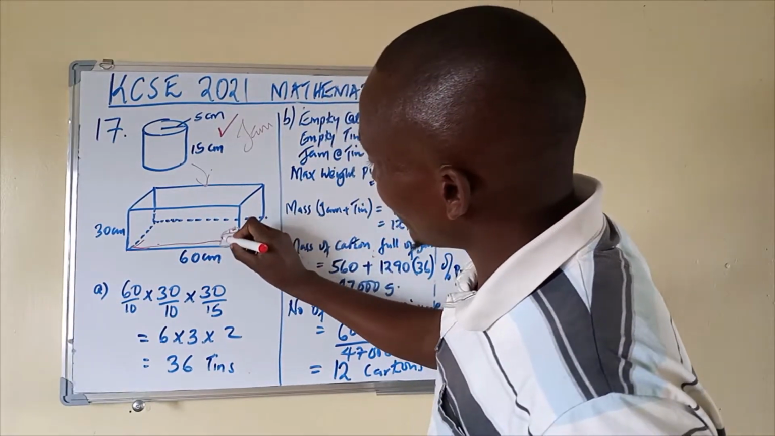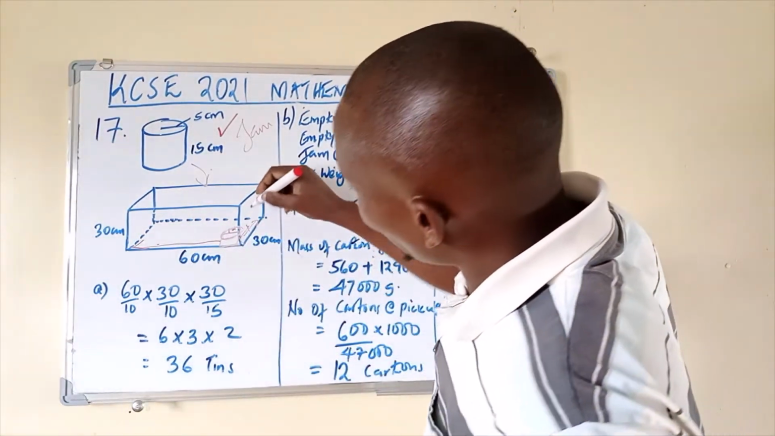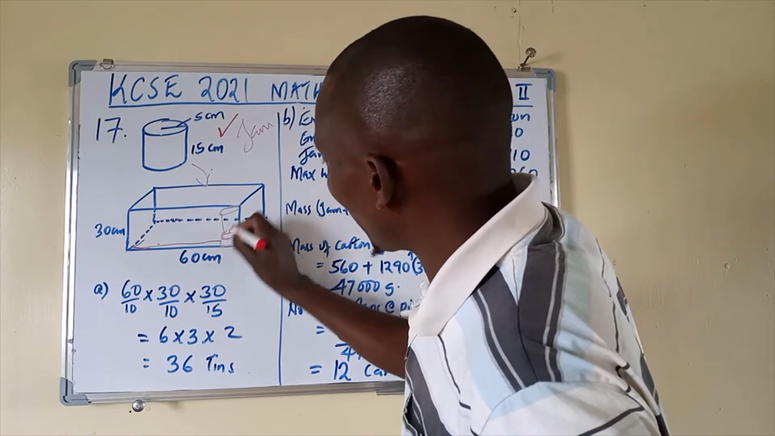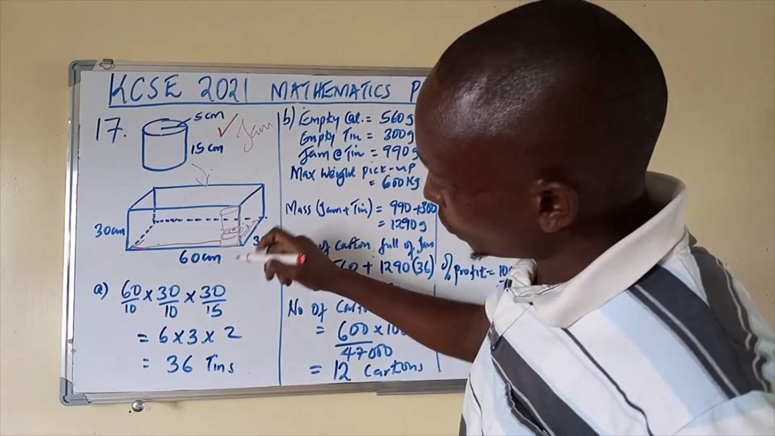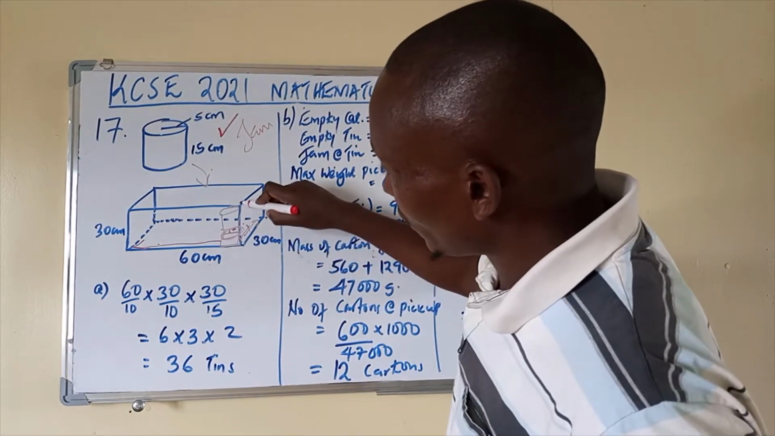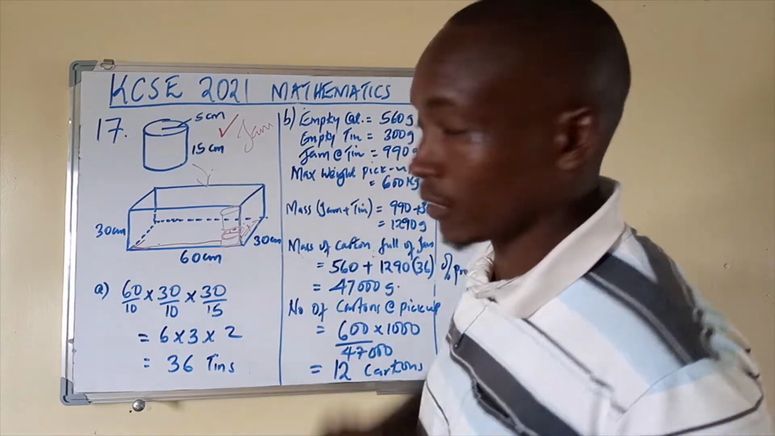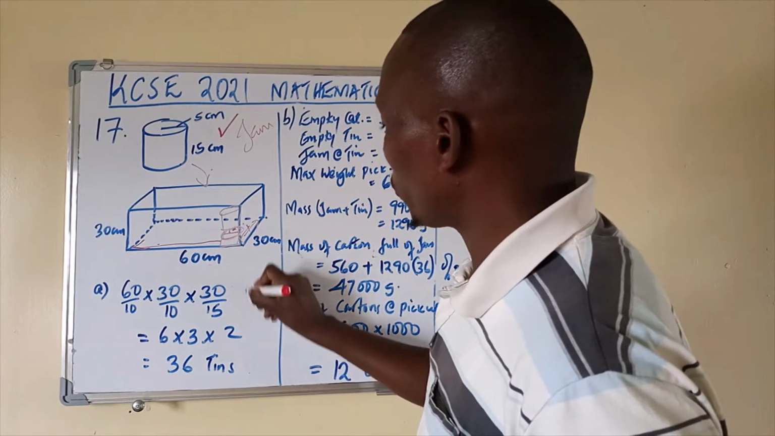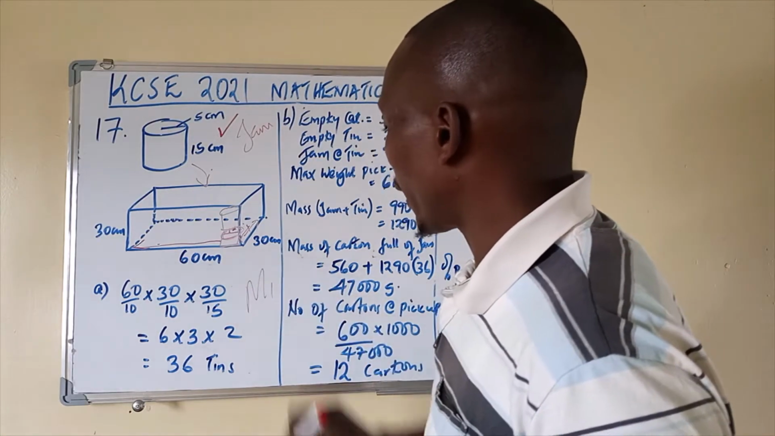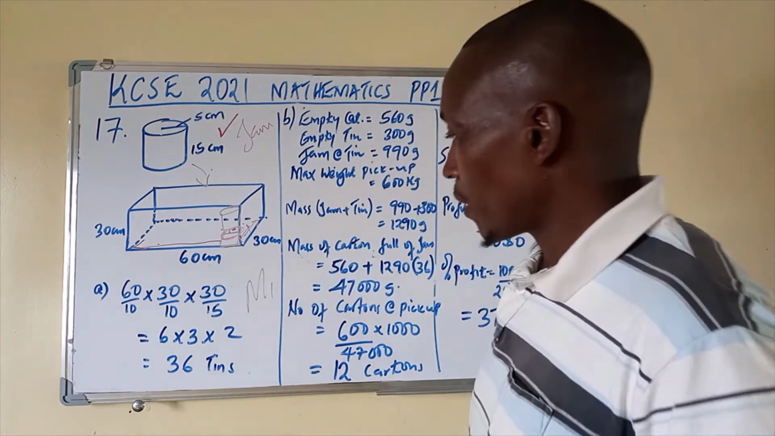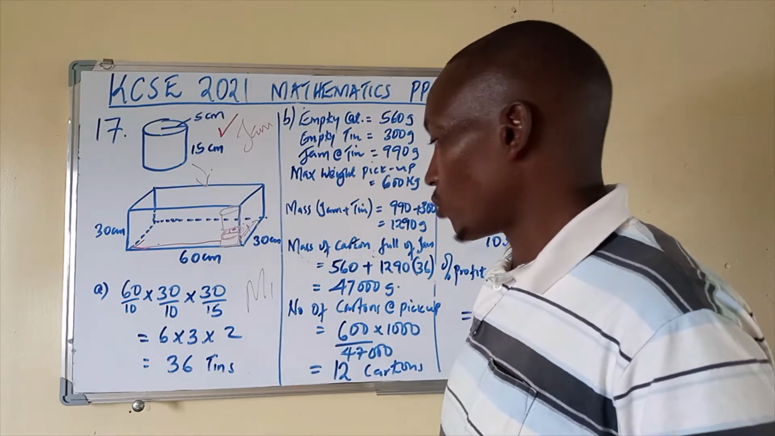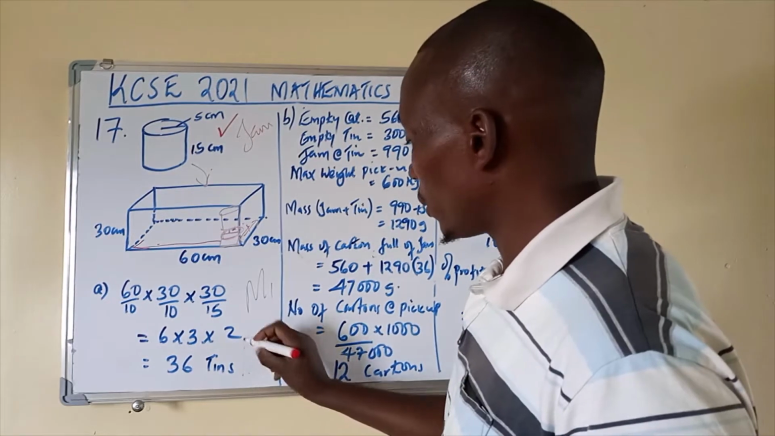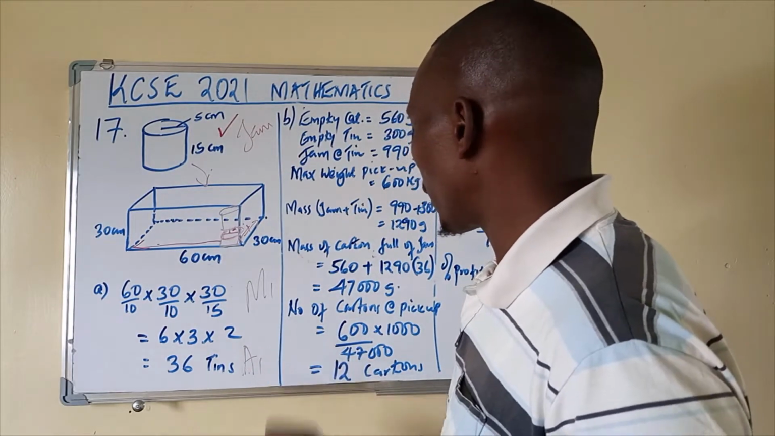Having packed one tin inside, I ask myself how many tins will be packed over here. You see that? So this will be 30, the height, divided by the height of the tin, that is over 15. If the student was able to do that, that's where method 1 was. Then getting 6 times 3 times 2, a mark for answer can also be given at this point.